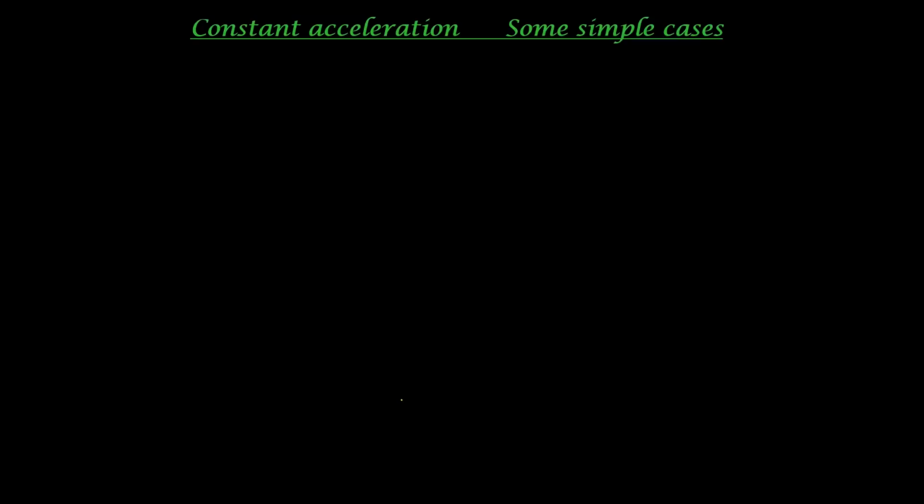In this video, we are going to discuss constant accelerated motion. We have already discussed uniform acceleration. In constant acceleration, the magnitude of acceleration remains constant. In uniform acceleration, the direction and magnitude remain the same. Anyway, in this video, we are going to discuss a few special cases related to constant acceleration.